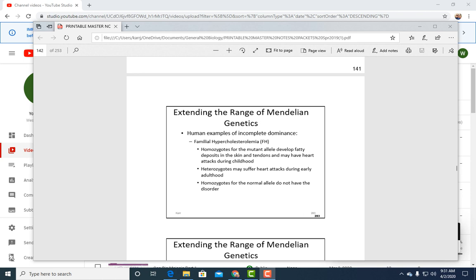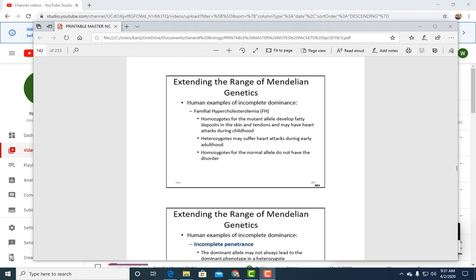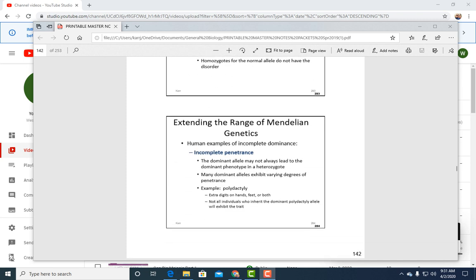So that's incomplete dominance. Another term is incomplete penetrance. This is when you have the allele, but it's not actually exhibited. We don't see it in the individual. So, for example, polydactyly is having extra fingers and toes. And some people will inherit the allele, but they won't actually have the trait. So that's something called incomplete penetrance. Think of penetrate. It doesn't penetrate into the phenotype, even though they have the dysfunctional genotype.